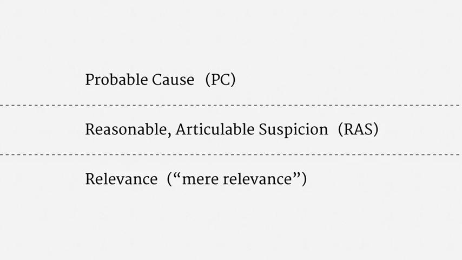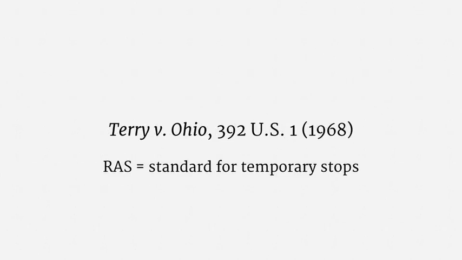The RAS standard comes from Terry against Ohio. That case established RAS as the required justification for a temporary stop. You've probably read about controversial stop and frisk policies in the news. Those are Terry stops. Getting pulled over in your car is also governed by the Terry standard. In the Terry case, and in its successors, the Supreme Court has done very little to clarify what reasonable, articulable suspicion means. About 3 points are well established.